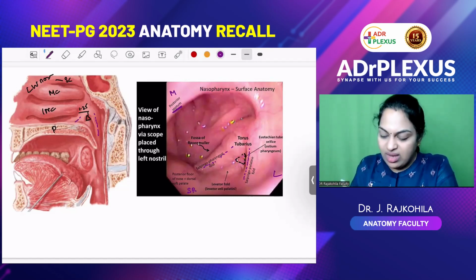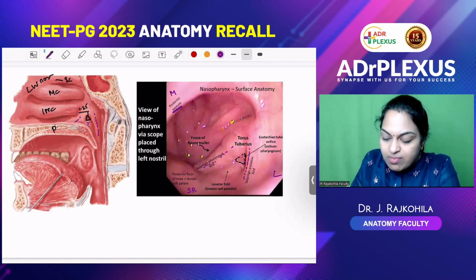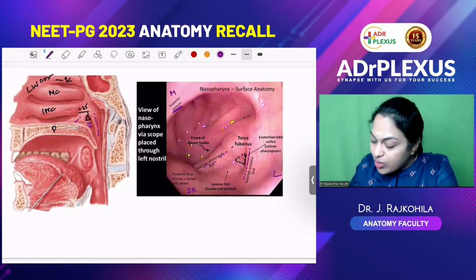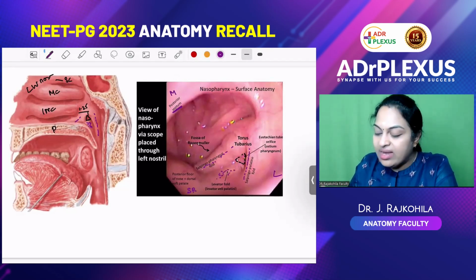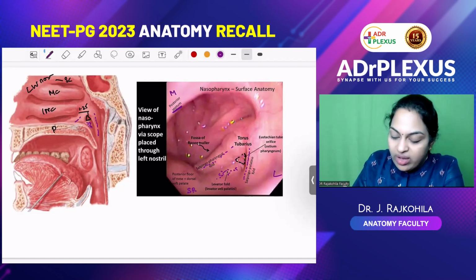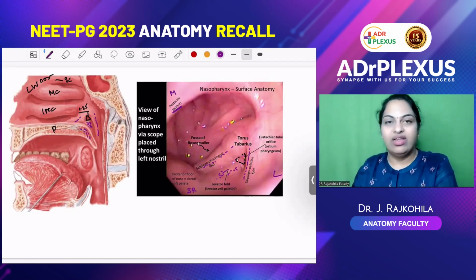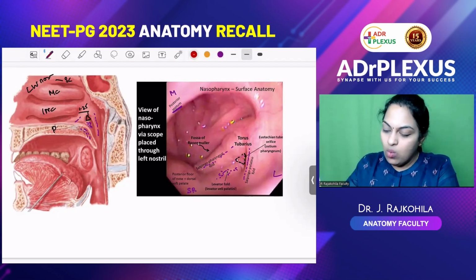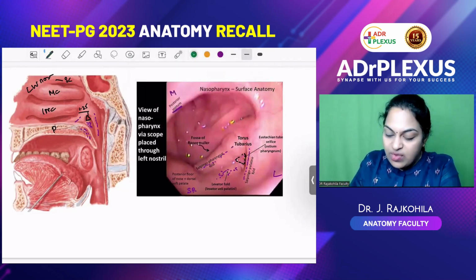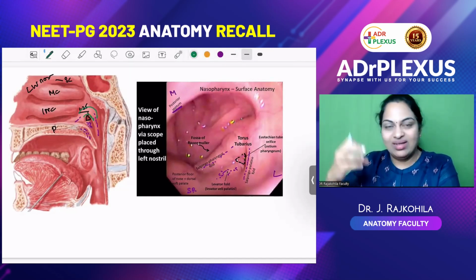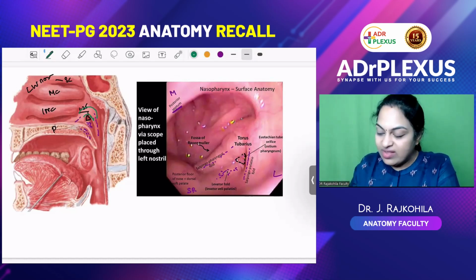There's one more thing. See, in the floor, just below the eustachian tube opening, you see another fold that's produced by the levator palati. Where is this levator palati going? Towards insertion into the soft palate. Levator palati fold. Okay. Now, this elevation that you see produced by the cartilaginous part of the eustachian tube opening, that is called the torus tubarius.